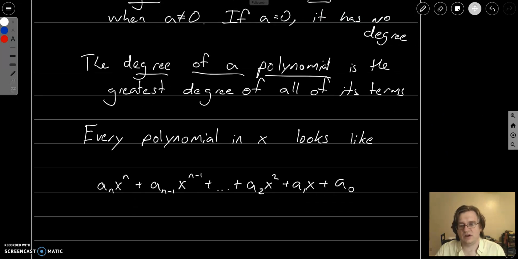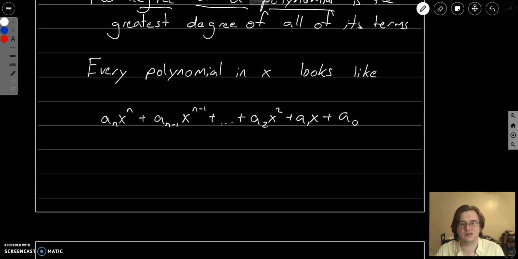And we can say a little bit more. Every polynomial is going to look like the following. I have a sub n, a sub n minus 1, all the way down to a sub 2, a sub 1, a sub 0. These are just numbers, and rather than writing out a bunch of different letters, I've just given these numbers subscripts. So every polynomial will look like something times x to the n plus something times x to the n minus 1 plus all the way down through something times x plus a number by itself. These numbers here are called coefficients.